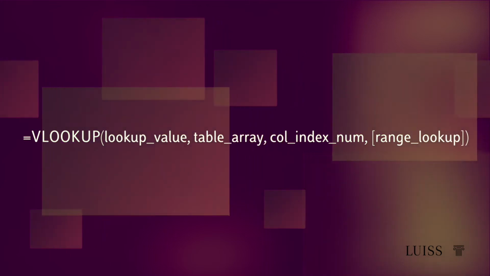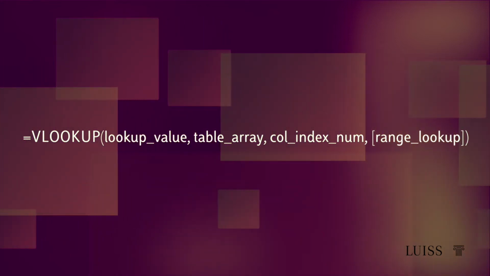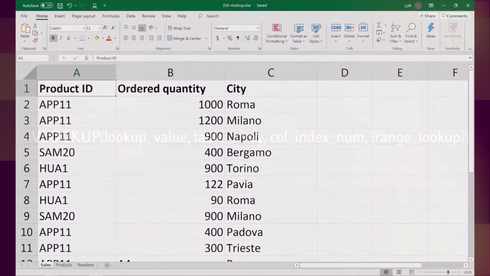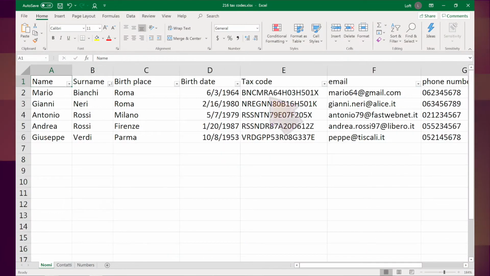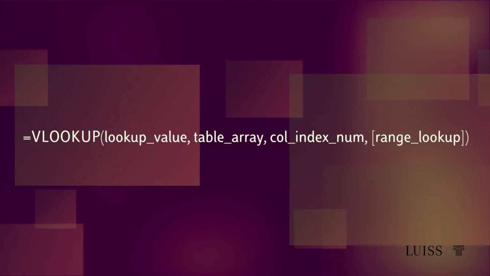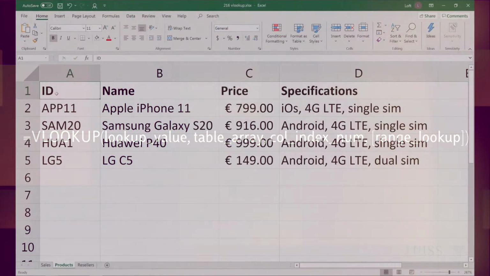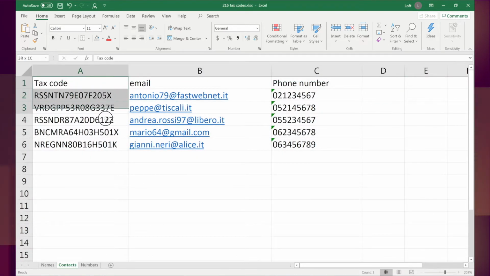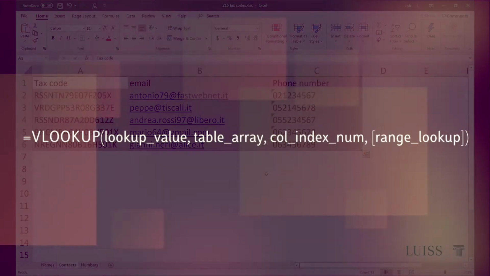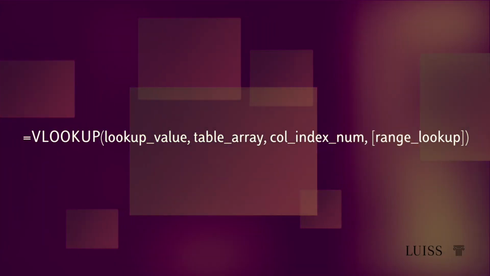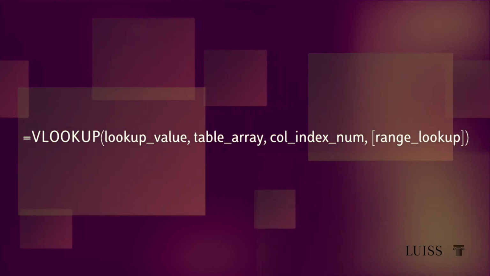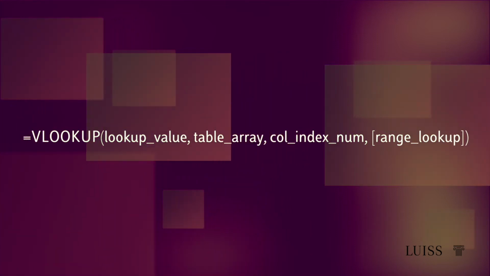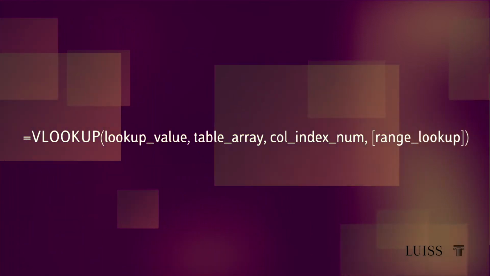The lookup value variable means the string whose correspondence is to be sought. In the previously seen examples, it would be App 11 or the customer's tax code. The table array is the range of cells in which to look for the correspondence of the search key and the columns whose corresponding contents will be reported. The col index num is a numerical indicator which is useful for specifying to Excel how many columns to the right will have to be considered to identify the results to be reported in the cell.